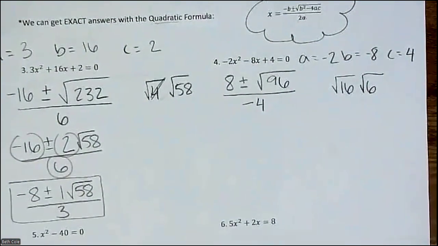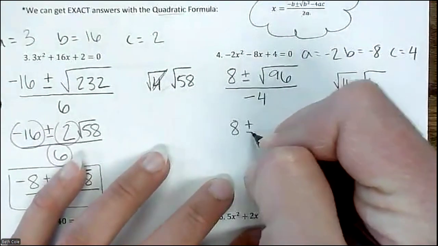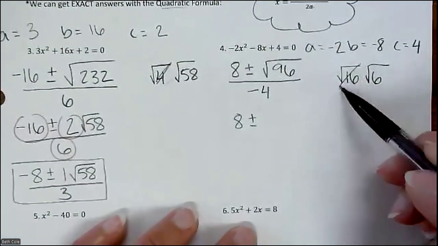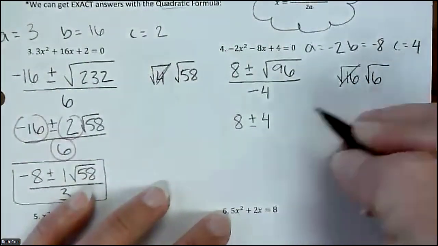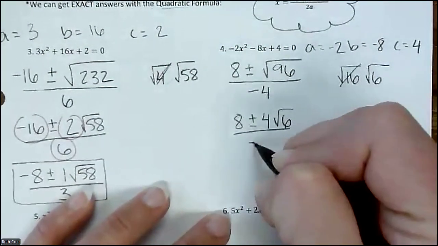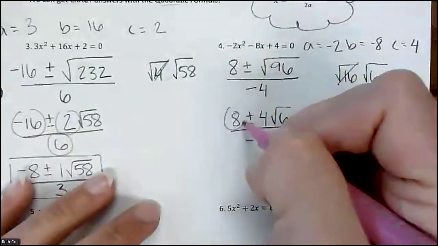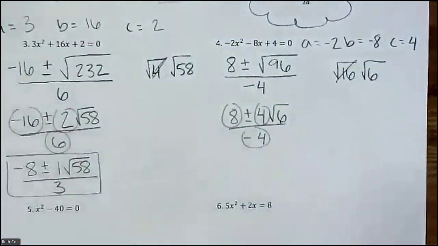So 16 and 6. So when you go to put that in your answer, it's going to be 8 plus minus. The 8 is just there. And then what is your square root of 16? Because that's like the whole point. 4 square root of 6 over negative 4. And you have a third step. You can't touch what's in the root, the square root there, but you can divide all of those by 4.